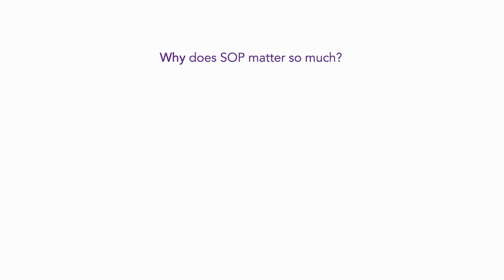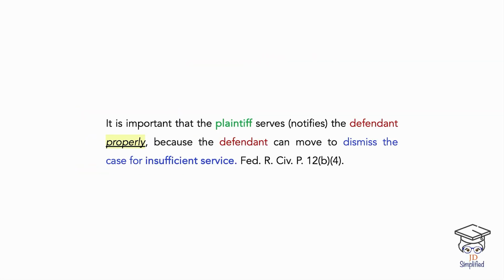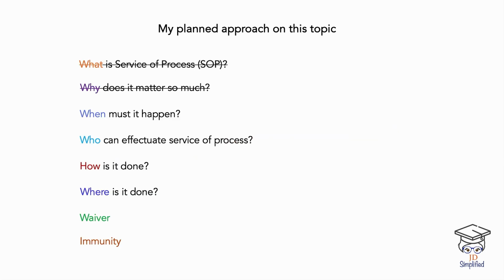So, service of process matters because it's highly tested, because it deals with our constitutional rights, and as a practical matter, because it can get your case dismissed. It is important that the plaintiff notifies the defendant properly, because the defendant can move to dismiss the case for insufficient service of process. And there you have it, 3 good reasons why service of process matters.